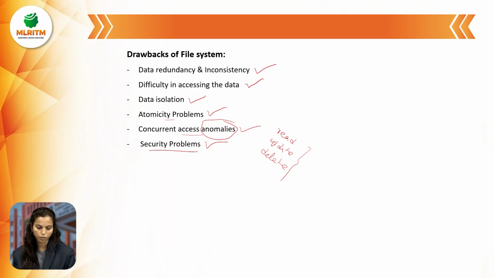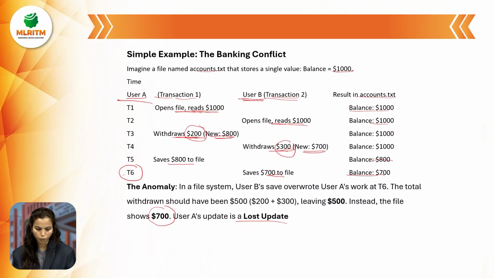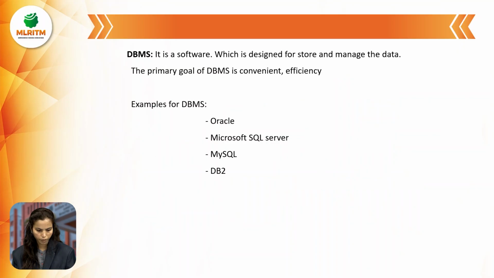And finally, security problems. What are the security problems we get? Everyone can open the files, whereas in a DBMS we can't just open the files. So there is a lack of security while using a file management system instead of a database management system. Because of these problems, we can rectify them by using a DBMS, that is a database management system.